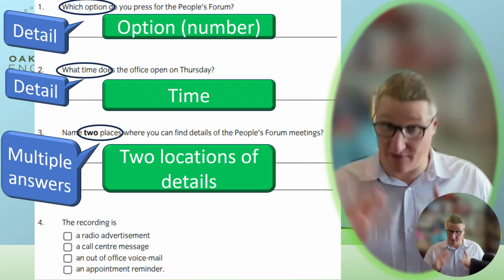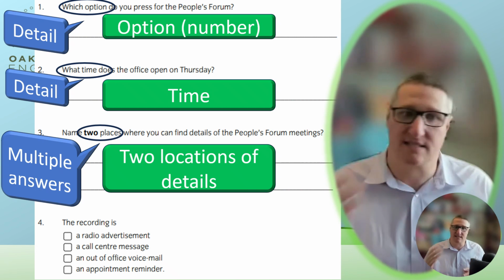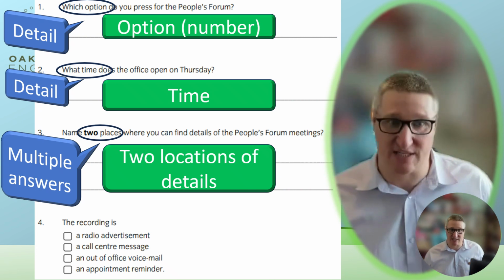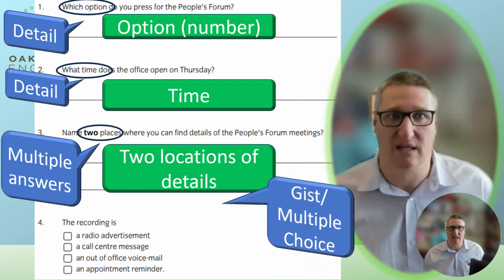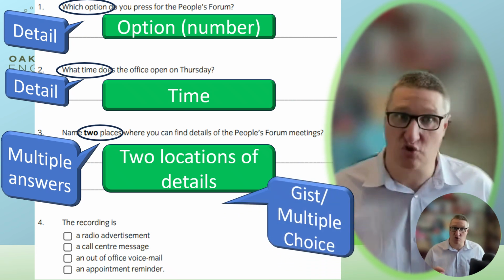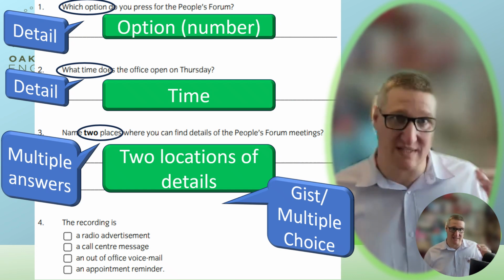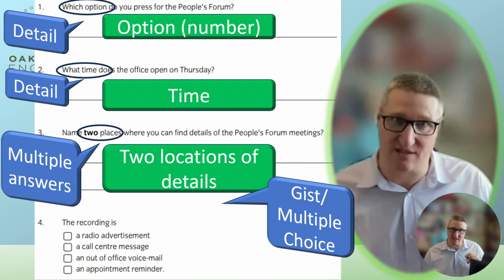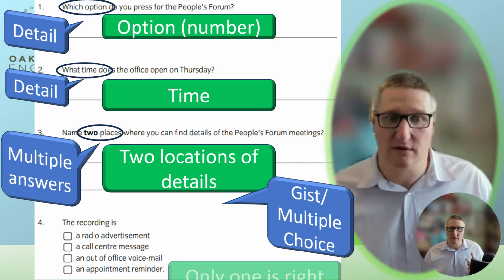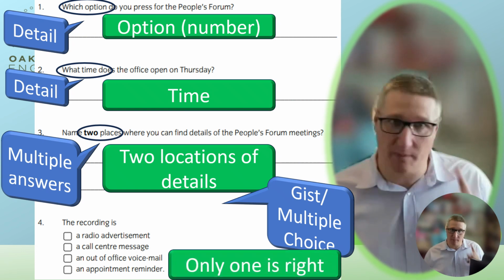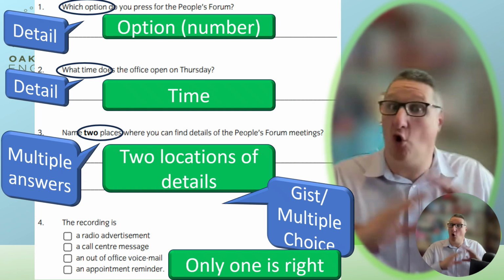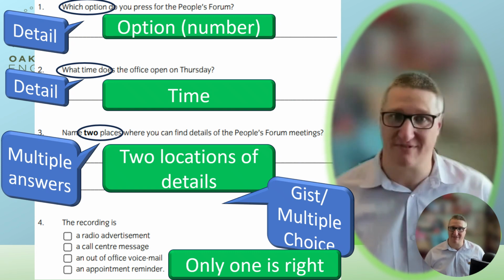The last one on this paper is the gist question. It is also a multiple choice question. This is the one you answer in the first listen. Only one of the choices will be right, although all of them will be suggested at different times in the recording.